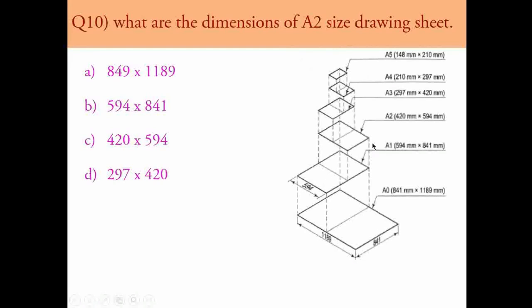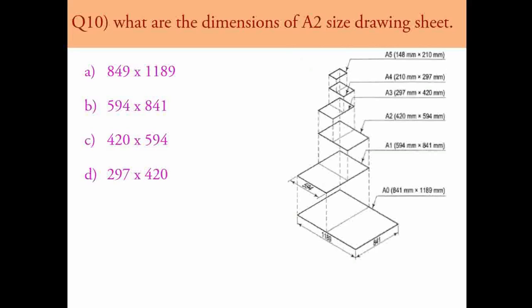Okay, you can observe the A2 size. A2 size has one dimension of 594 and the second dimension is exactly half of this 841. Likewise up to the A5. So the correct option for A2 size drawing sheet, which we generally use for submission purposes, is 420 by 594.